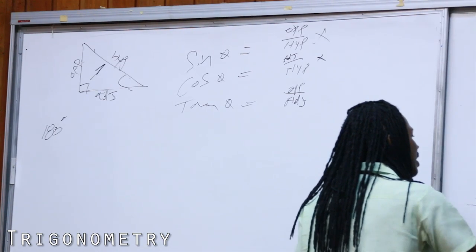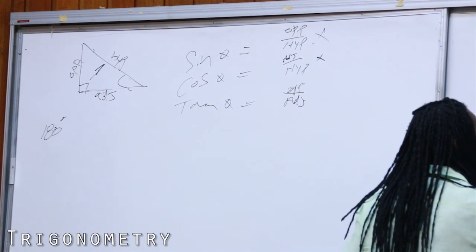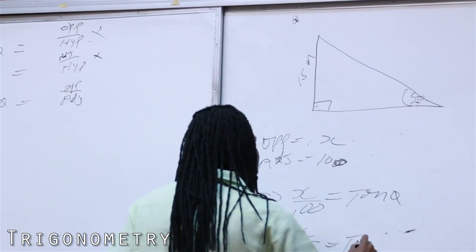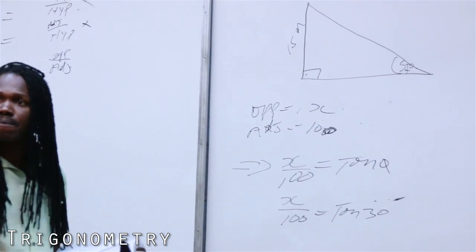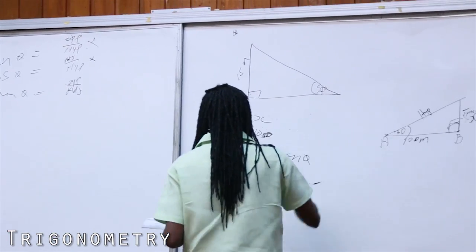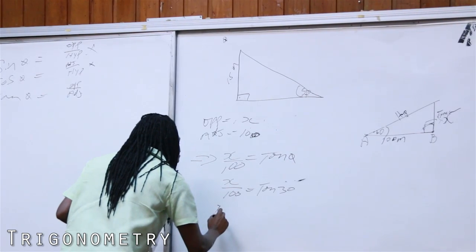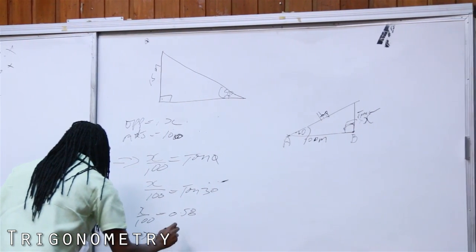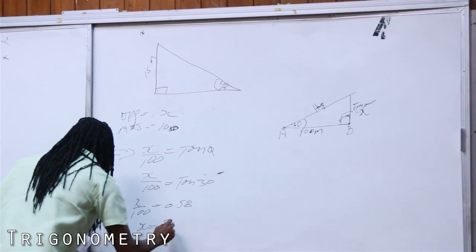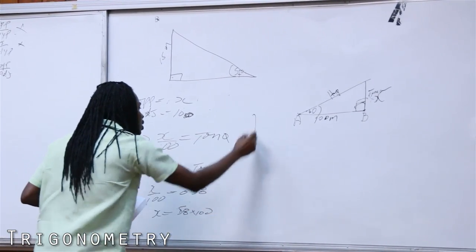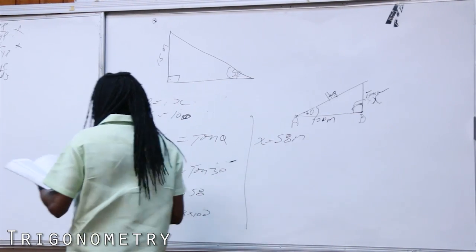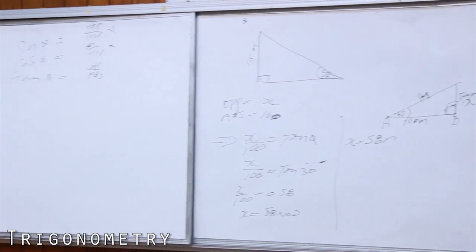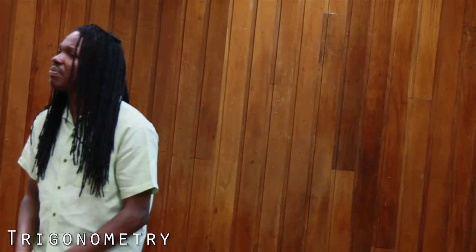it implies that x over 100 equals tan of the angle. So that means that x over 100 equals tan 30. Tell me what that is. So that means that x equals 58. So the height of the tower is going to be what? 58 meters. Everybody see how simple that is?